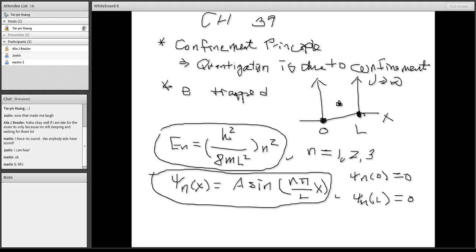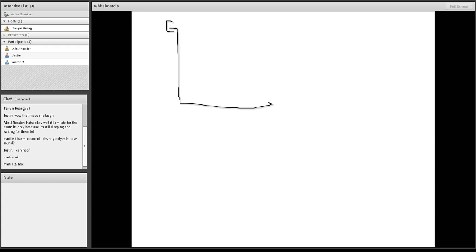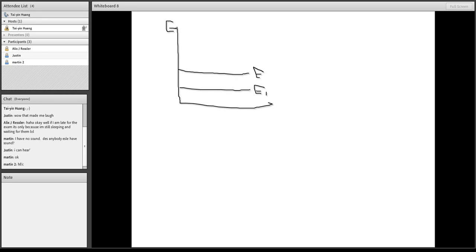So if we draw the energy diagram of the electron, let's say this is energy. You start from the ground state. This ground state we call E1. So when n equals 1, this is called the ground state. When n equals 2, we call that the first excited state. When n equals 3, we call that the second excited state. So the nomenclature, you want to make sure that you follow that. This is ground, this is first excited state, and this is second excited state.